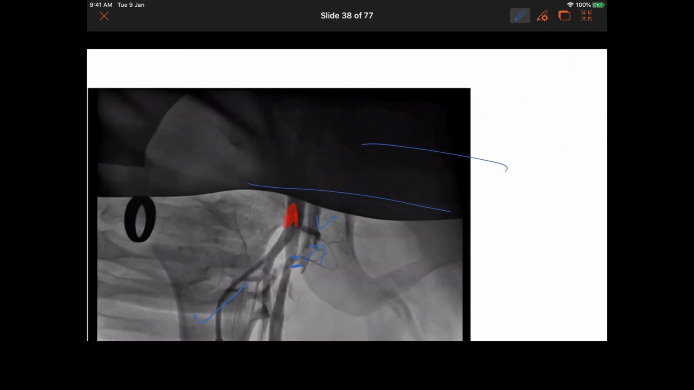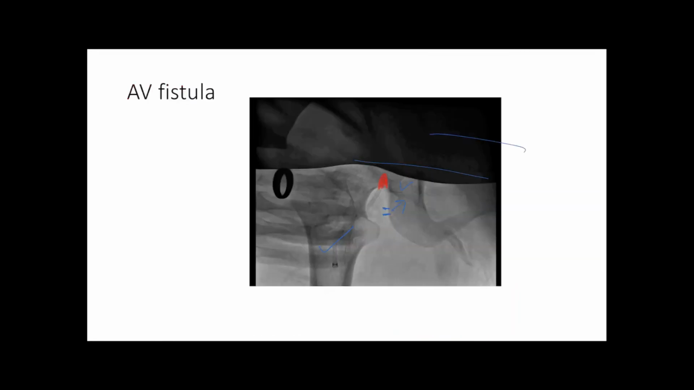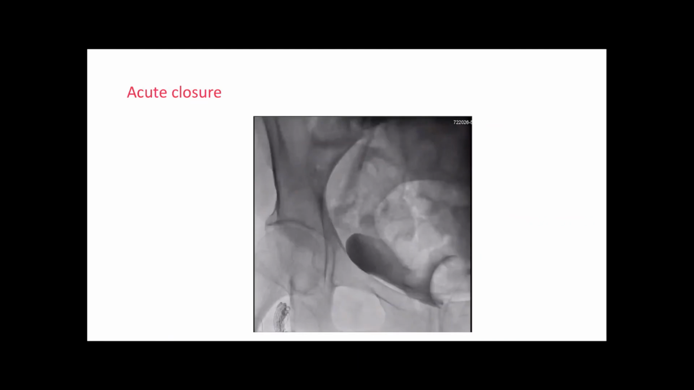What can be done in such situations? This case we managed by just manual compression. We reversed the heparin with protamine, and thankfully it healed. But most of the AV fistulas that are diagnosed later, not associated with local hematomas, can be left like that unless they produce symptoms of heart failure because of left to right shunt. If they do, you can either do a surgical closure or a covered stent deployed on the arterial side. So this is how you manage an AV fistula.